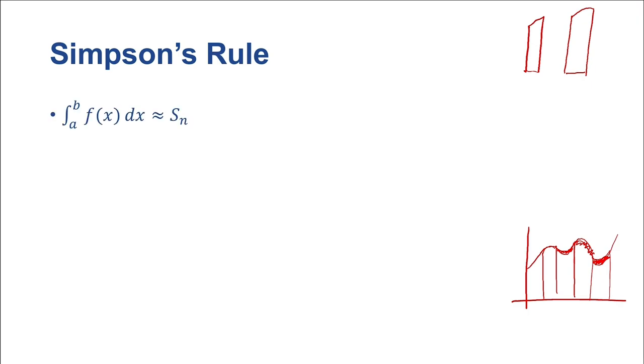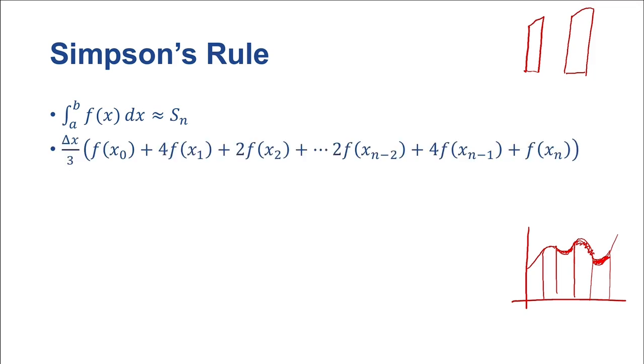pretty negligible. So we define the integral between a and b of f of x dx equal to the nth Simpson sum. And we define the Simpson sum to be delta x over 3 times f of x sub 0 plus 4 times f of x sub 1 plus 2 times f of x sub 2 all the way up to 2 times f of x sub n minus 2 plus 4 times f of x sub n minus 1 plus f of x sub n. So as you can tell here, we kind of alternate between 2 and 4. That's how that works.